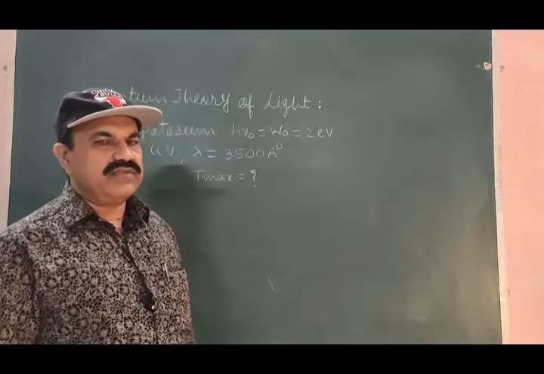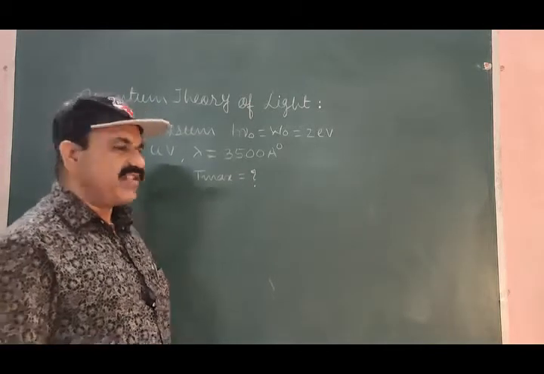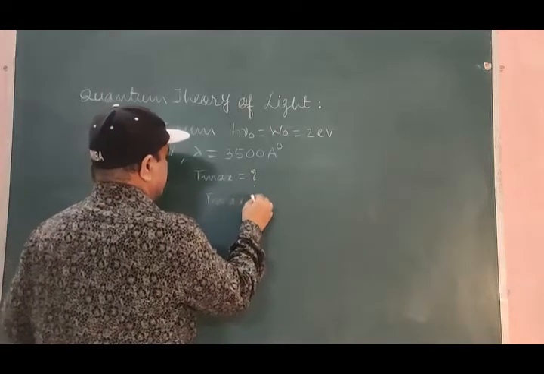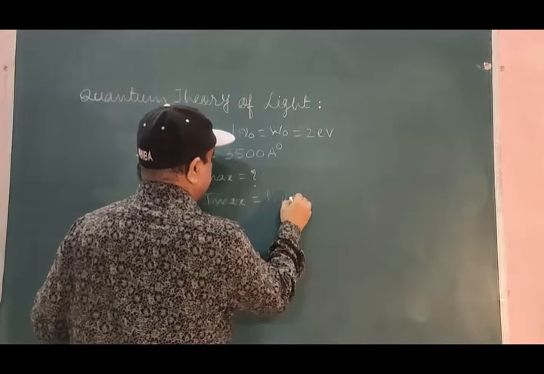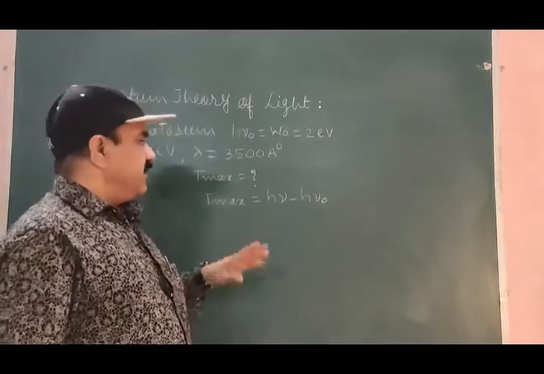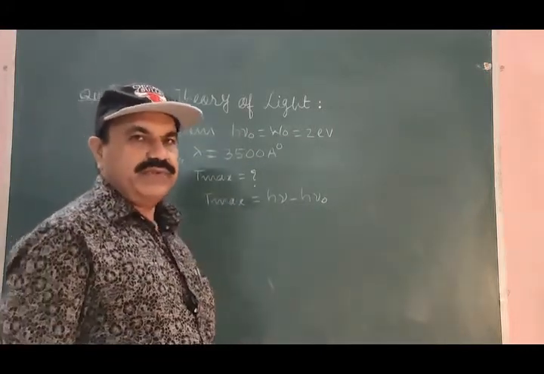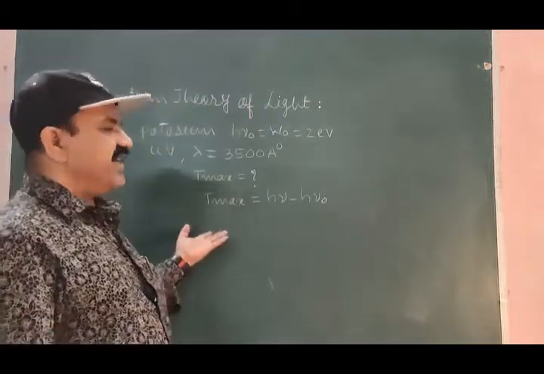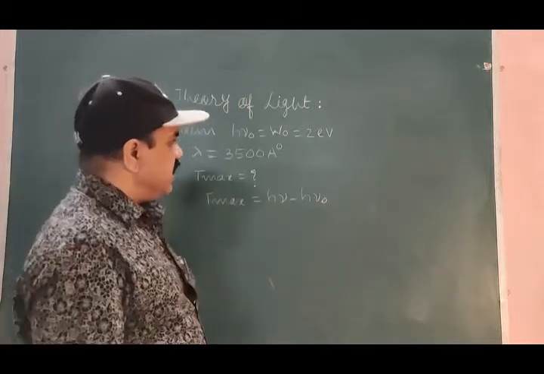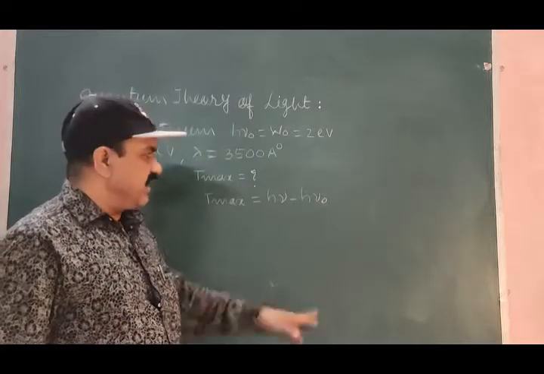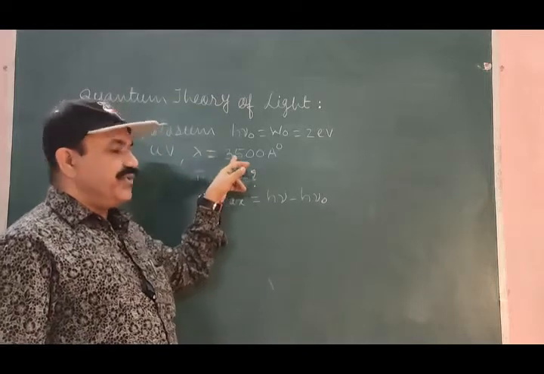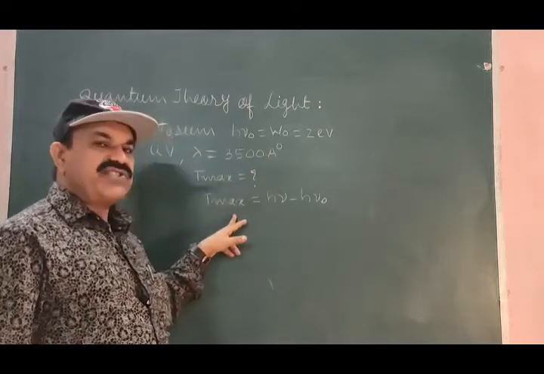What is the formula we wrote earlier for photoelectric effect? This one. The formula we derived for finding maximum kinetic energy of photoelectrons is Tmax is equal to h nu minus h nu 0. H nu 0 is given. H nu is to be found using this lambda. Tmax is then determined.